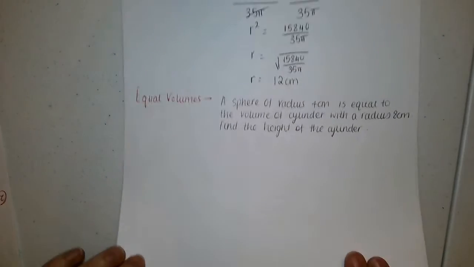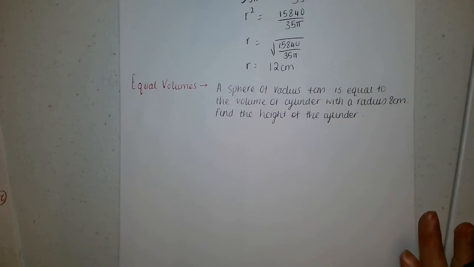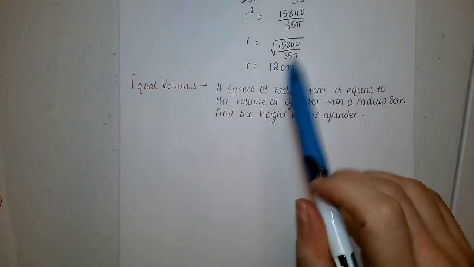Next up we're going to look at problems where we have equal volumes. So we have one shape that has a volume which is equal to another shape, and this will also help us find missing dimensions. To read through the question, it says a sphere of radius 4 centimetres has a volume equal to the volume of a cylinder with a radius of 8 centimetres. Find the height of the cylinder. So it's similar to the last question, except this time we have to do a step before we start to actually find the volume.